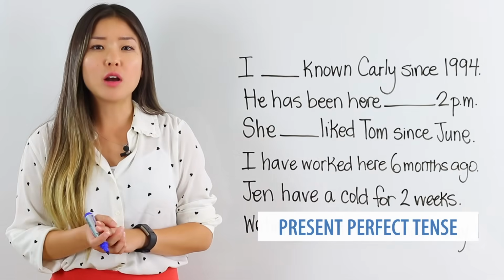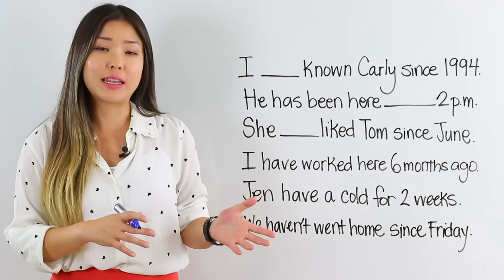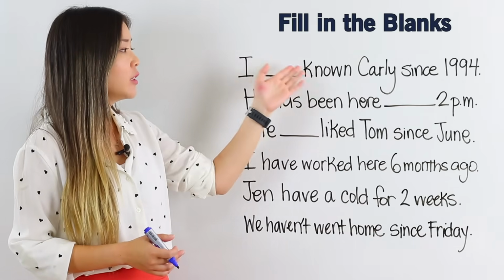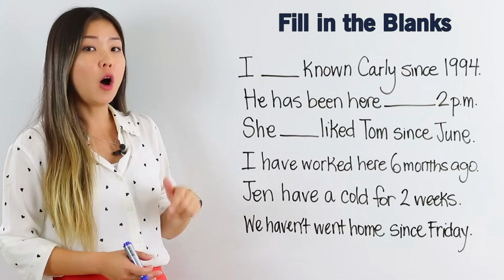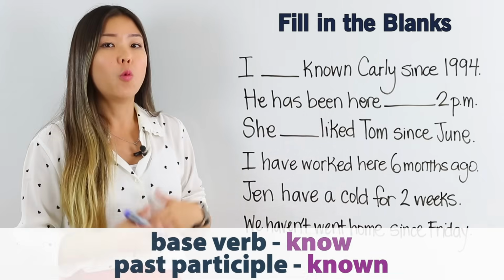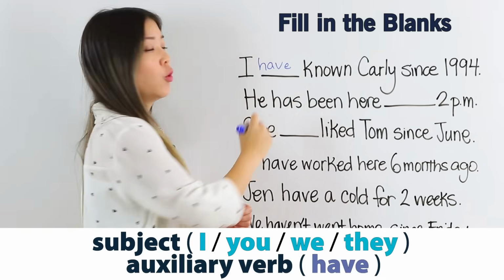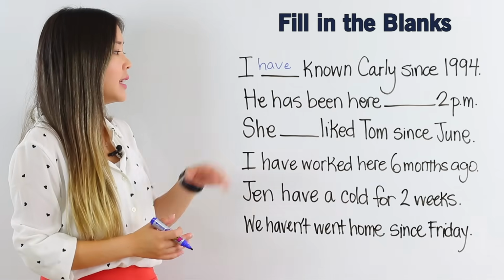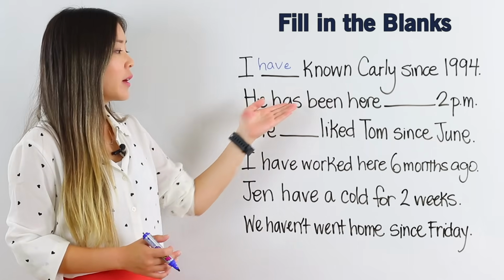In this checkup, we'll talk about the present perfect tense and how it can be used to describe an action that started in the past and is still true today. The first sentence says, I blank known Carly since 1994. The subject is I, and we already have the past participle of the verb know, which is known. What are we missing? The correct answer is have. For I, you, we, and they, we use have after the subject. The next sentence says, he has been here blank 2 p.m. Now, the first part is all there.